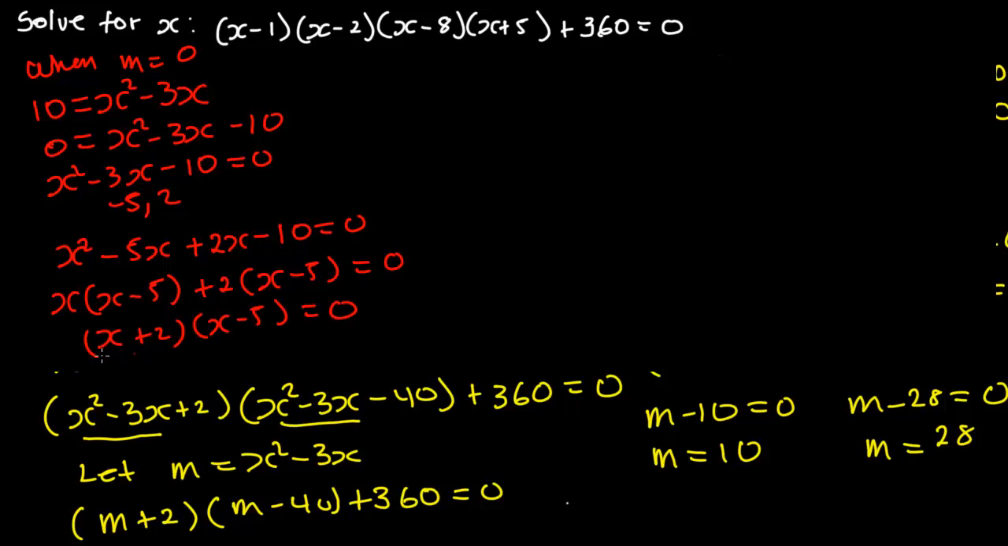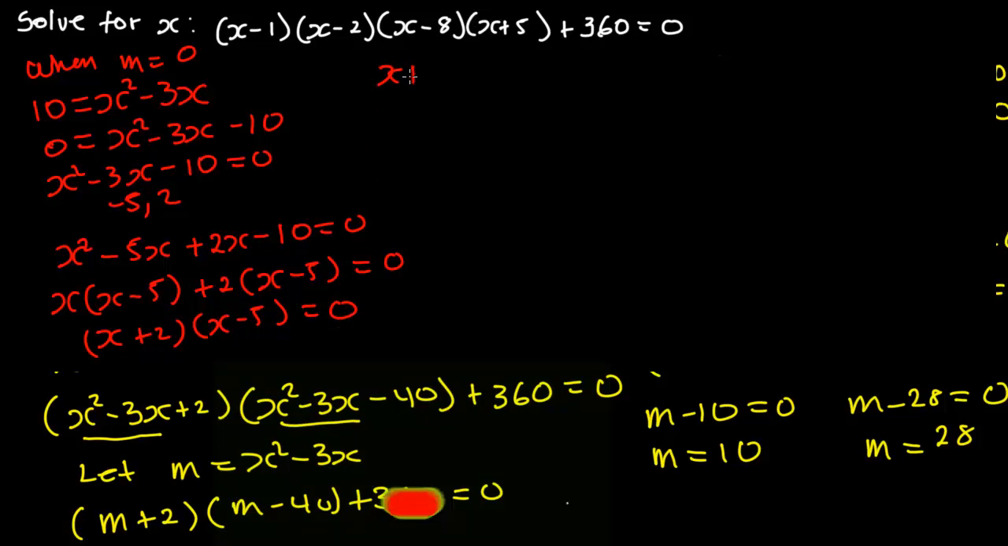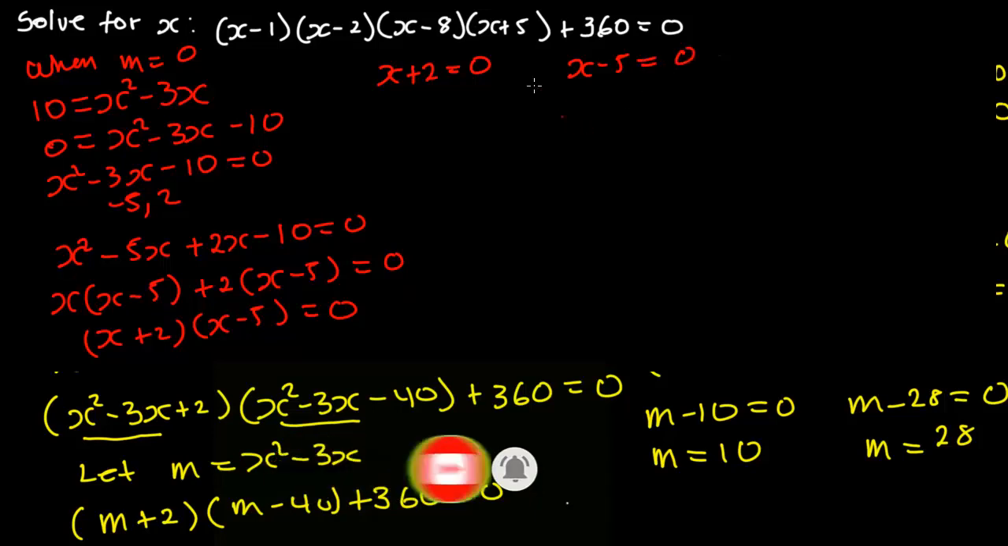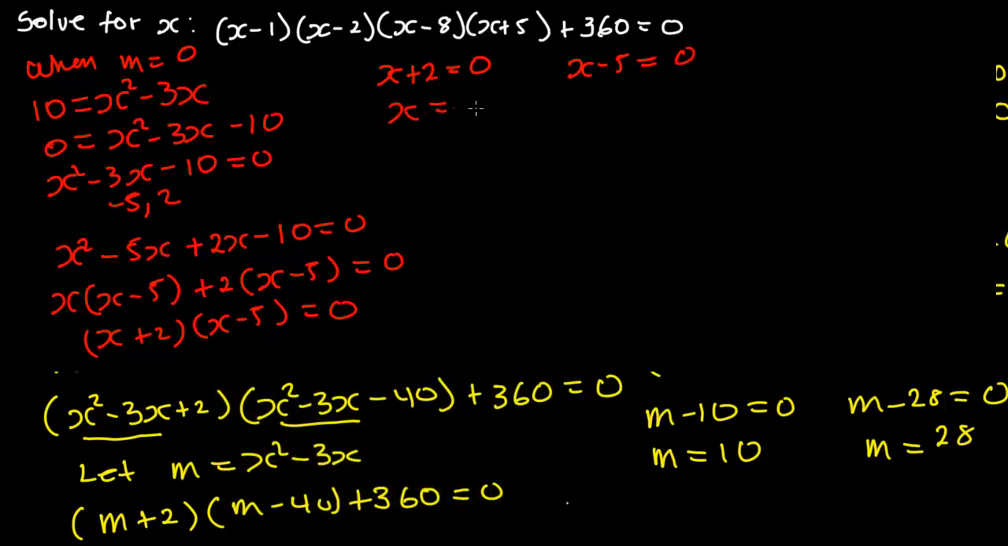And so here we are having two factors. So it's either the first term is equal to 0, the second term is equal to 0, or both of them will be equal to 0. And so we are going to have x + 2 = 0, or we are going to have x - 5 = 0. So we are going to have x = -2 and then x = 5. So we are having two answers for x now. Now let us consider when m is equal to 28.